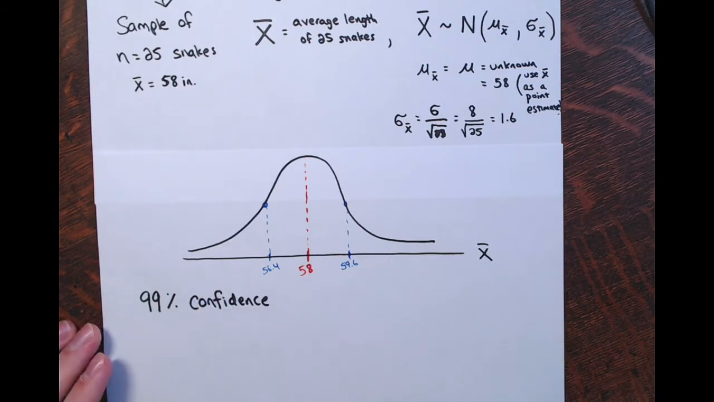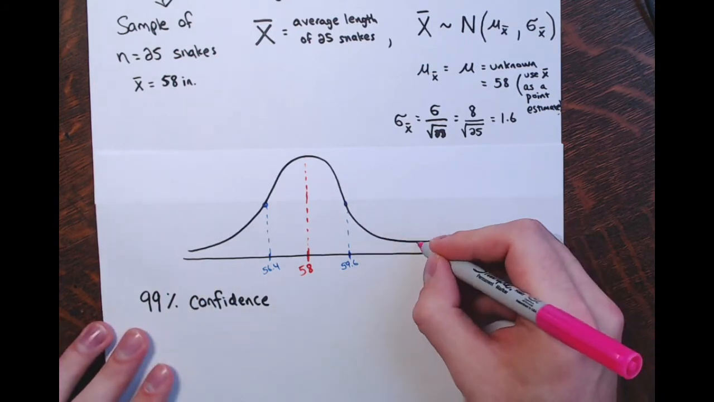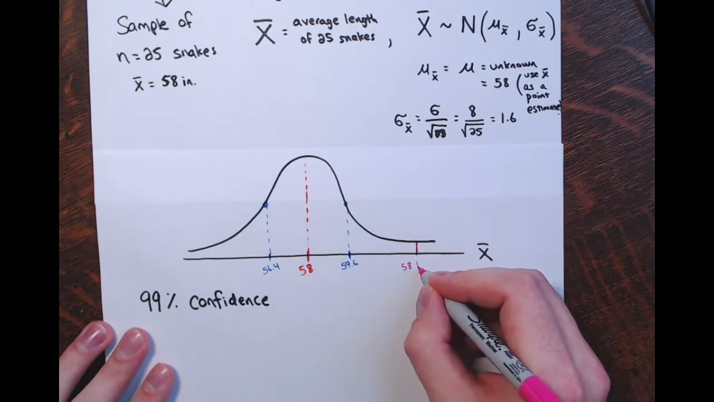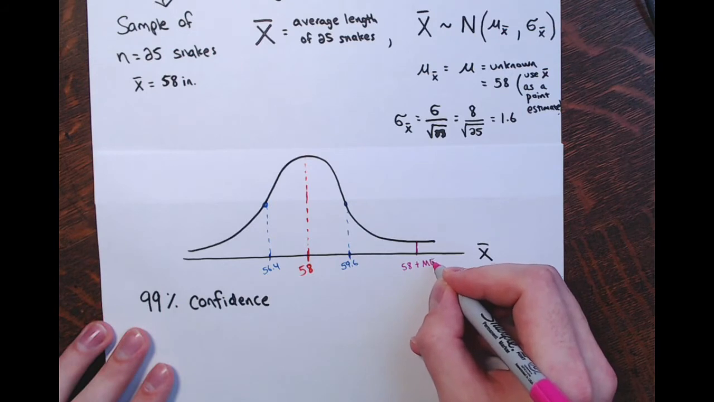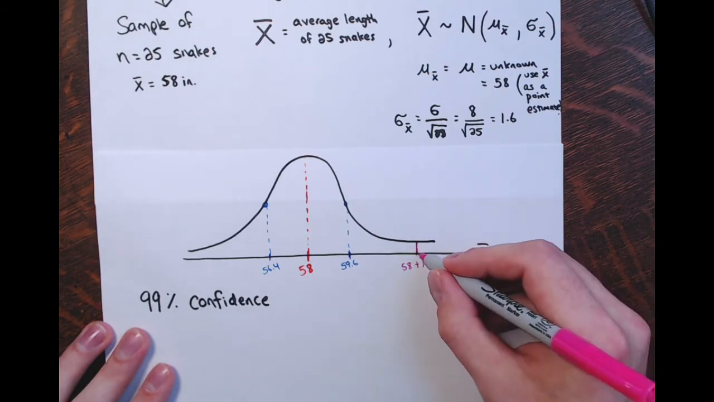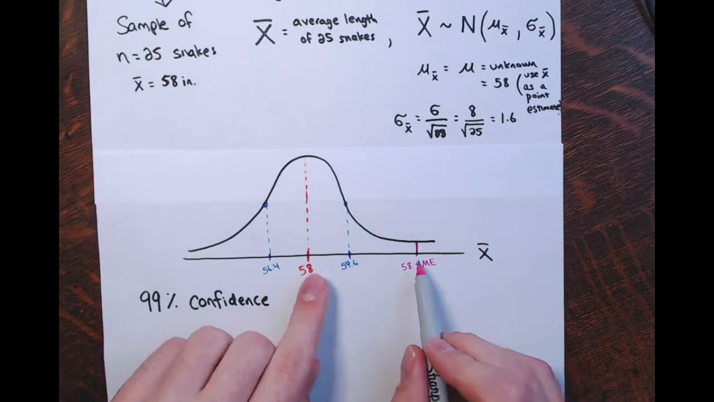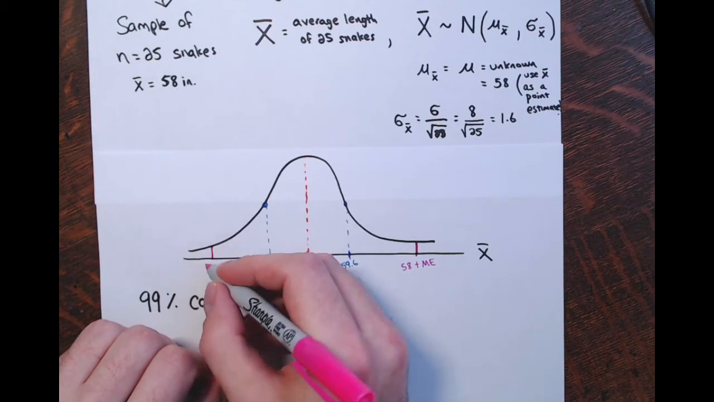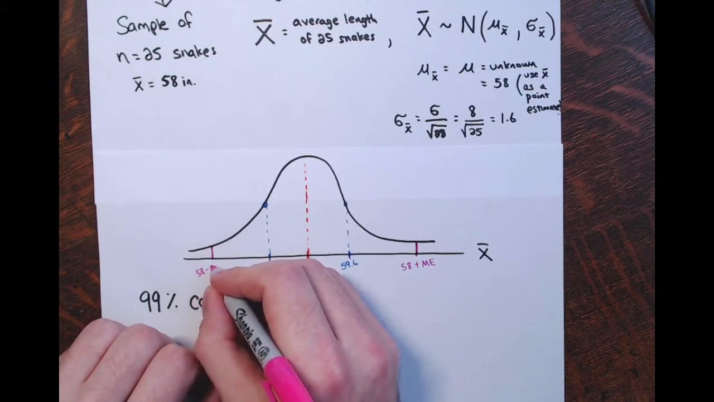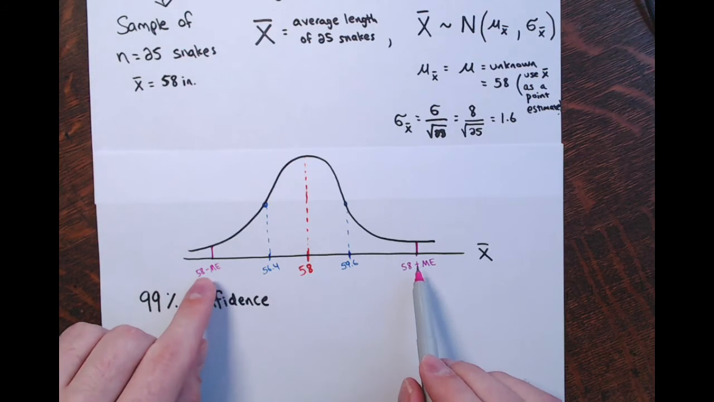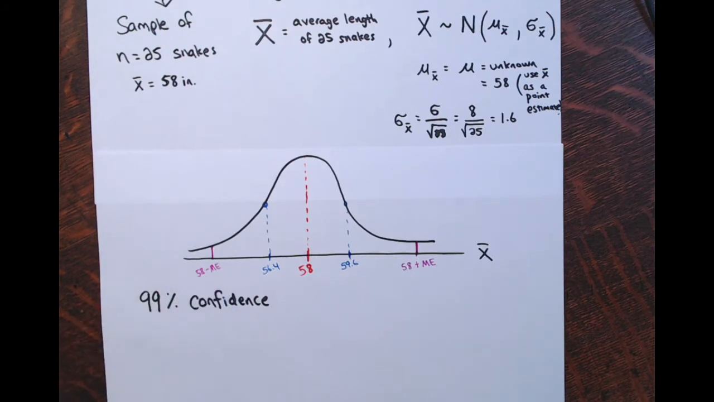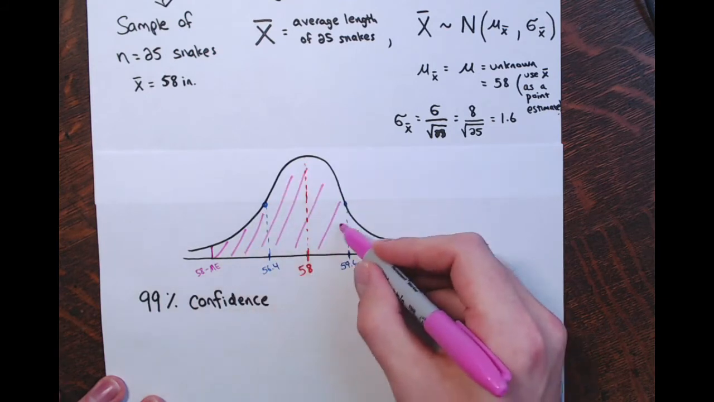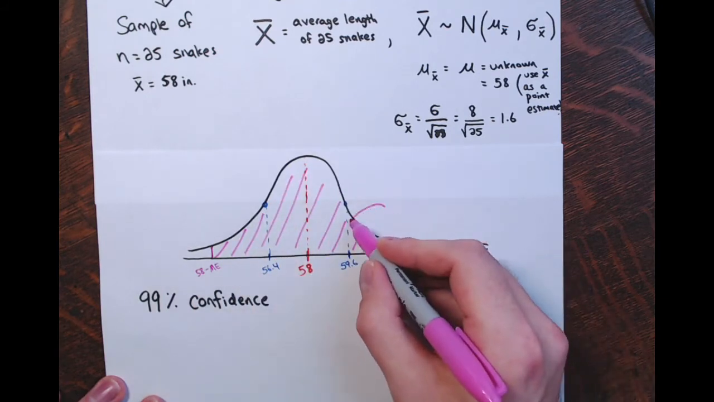So what I'm doing is trying to find a value over here. Remember, this would be 58 plus some margin of error. That'd be the upper value of my confidence interval. And then take that same margin of error below the middle. There's 58 minus the margin of error. I'm trying to find what these two values are such that the area between them is 99%.